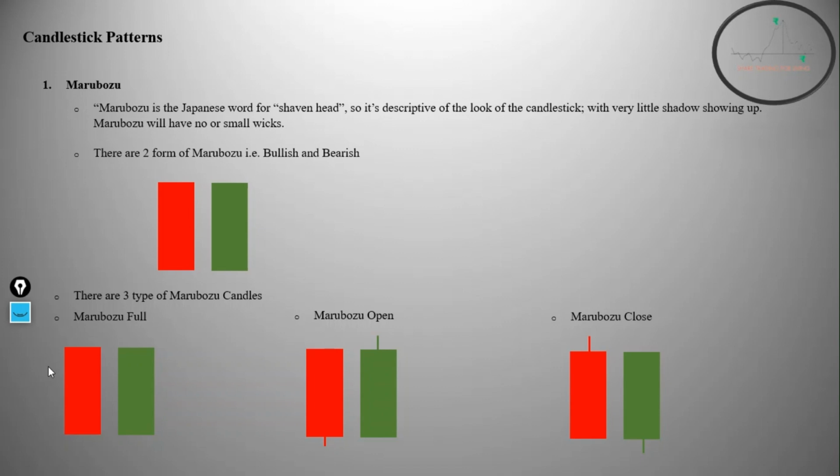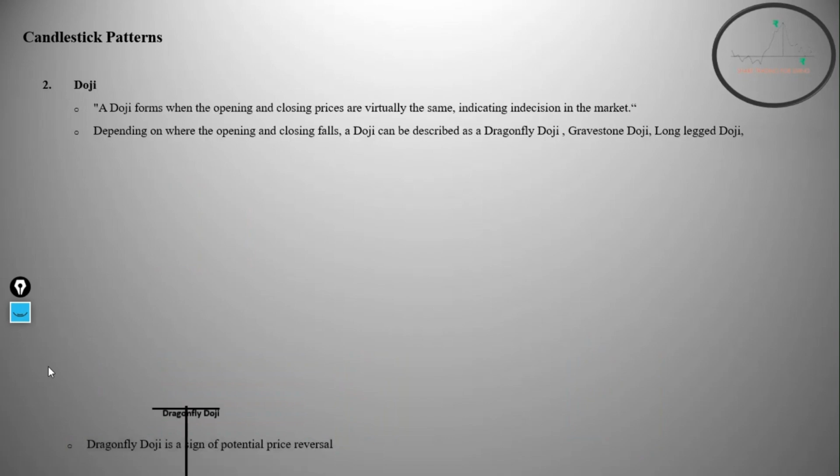Whenever you see these kinds of candles, you have to take the trade on confirmation. So what is confirmation? Confirmation will be on the following candle, or if you are taking a trade, you take a trade with a stop loss. So let's move to the next candle.